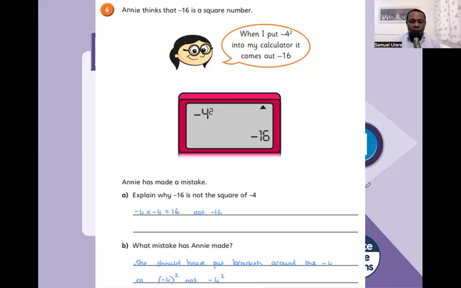What mistake has Annie made for B? She shouldn't have gotten negative 16 because negative 4 squared should give us 16. Okay, so it's really important to know that negative 4 squared without a bracket will give you negative 16. But if you put negative 4 in a bracket and then you square it, it's going to give you positive 16. So I hope that is really clear.